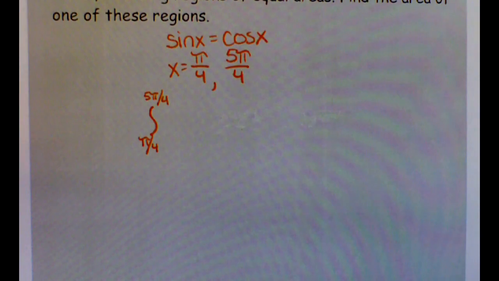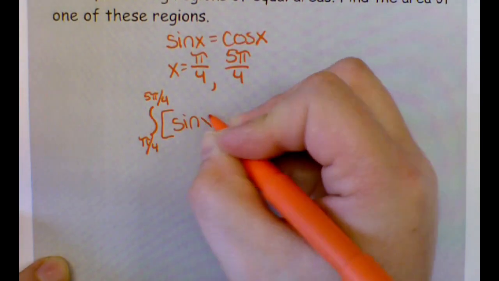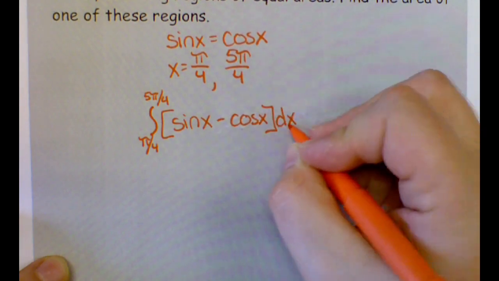We have to decide which function's on top. Let's pick a number in there, pi over 2. Sine of pi over 2 is 1. Cosine of pi over 2 is 0. Sine's the top, so I'll take sine of x minus cosine of x dx.